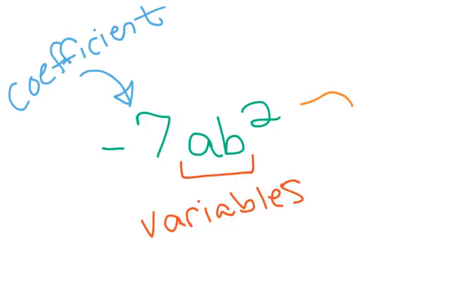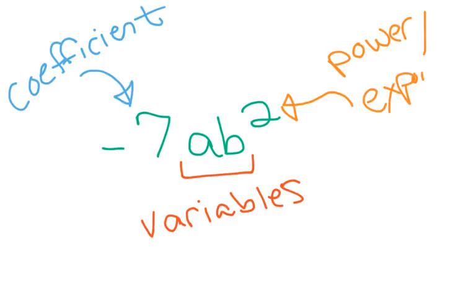This 2 up here, that is a power, which is also known as an exponent. And I'm going to write that a little bit neater because it looks a little messy. Okay, that's a power, which is also known as an exponent. I will point out that this exponent goes to the B, not to the A, because it's beside the B, not beside the A. There's no parentheses that would spread it out anywhere.